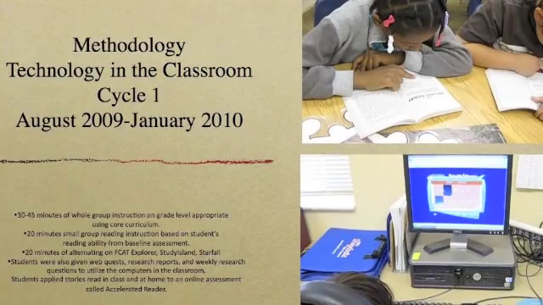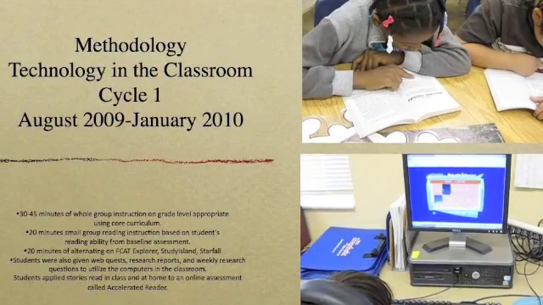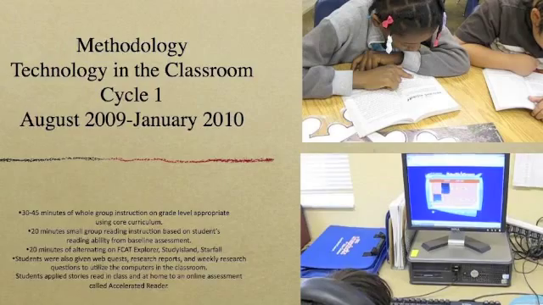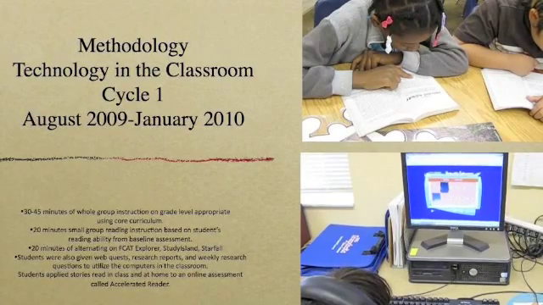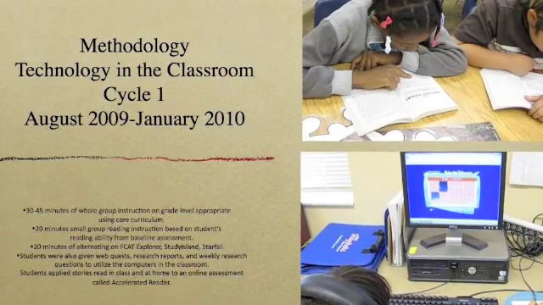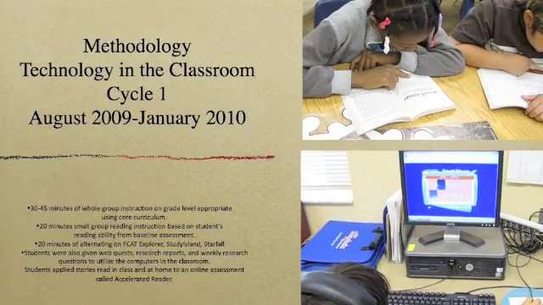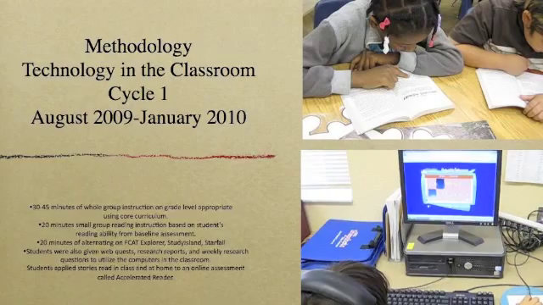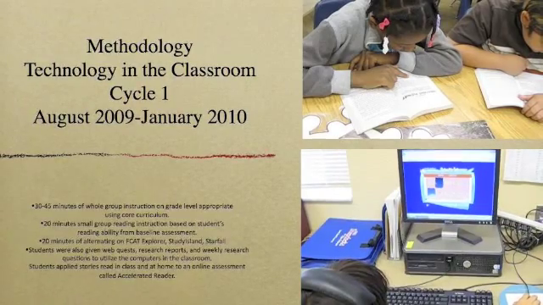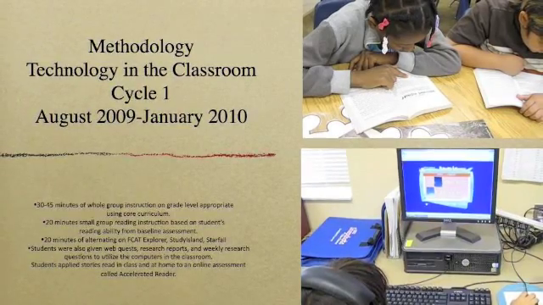The first cycle began in August. Students are given 30 to 45 minutes of whole group reading instruction, 20 minutes of small group reading instruction, and other supplemental materials on the computer such as EPCAT Explorer, StudyOwl, Starfall. Students will apply their skills and continue to practice and learn new strategies for reading.